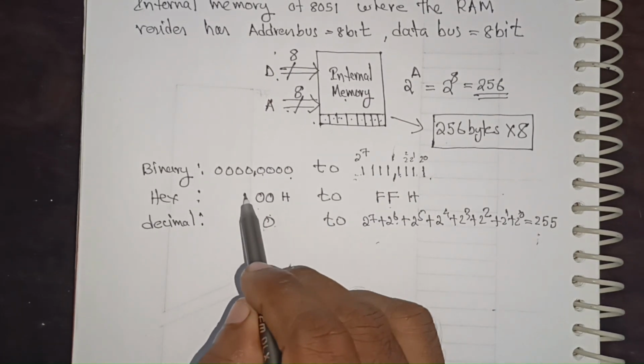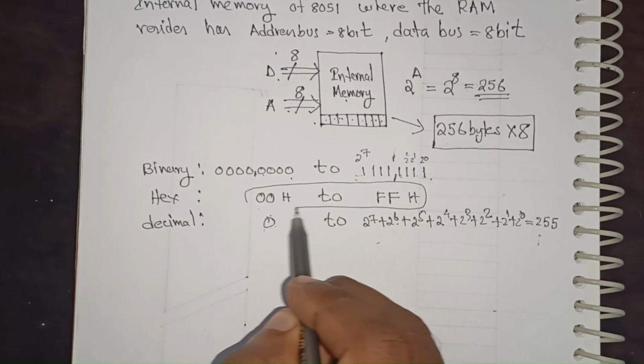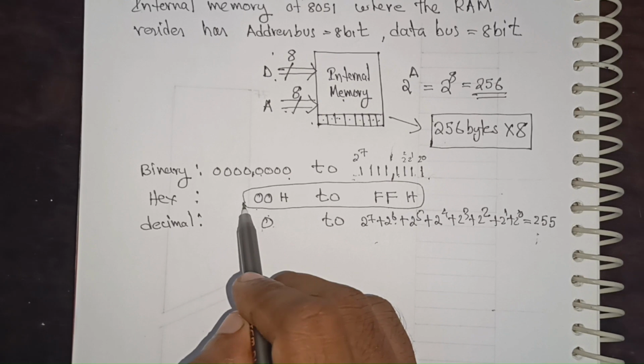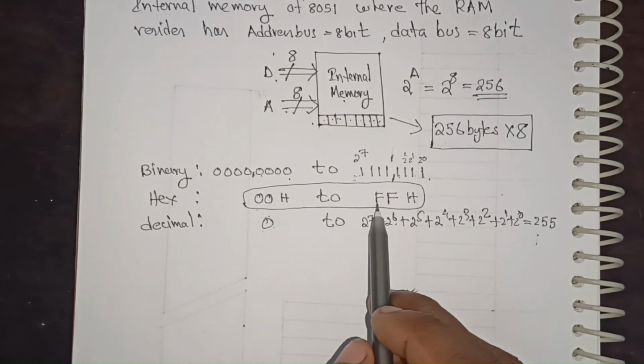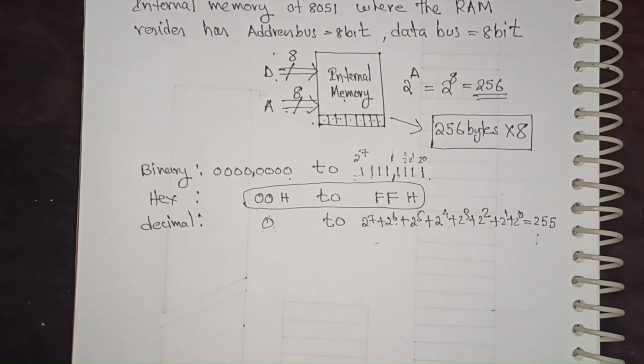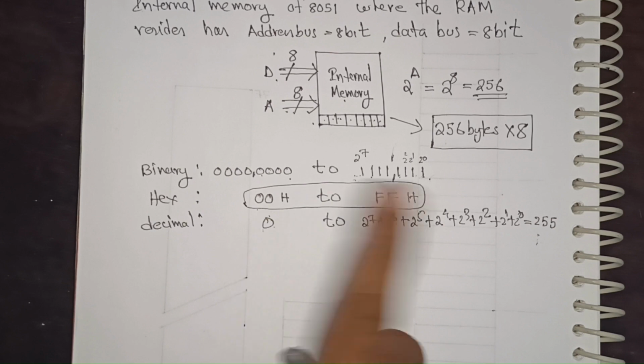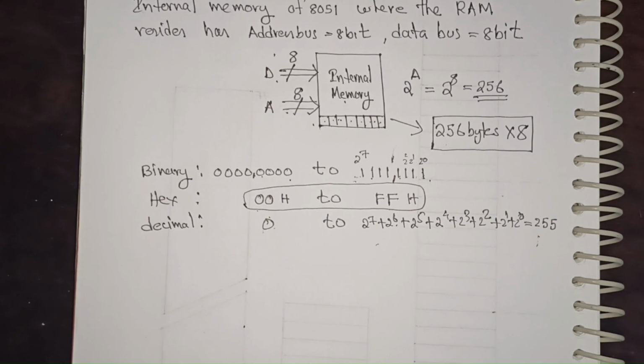Keep this in mind because we are only using hexadecimal representation in our programs. Also, you should know how to convert this number to its corresponding binary. So now this is the address range, 0 to 255.